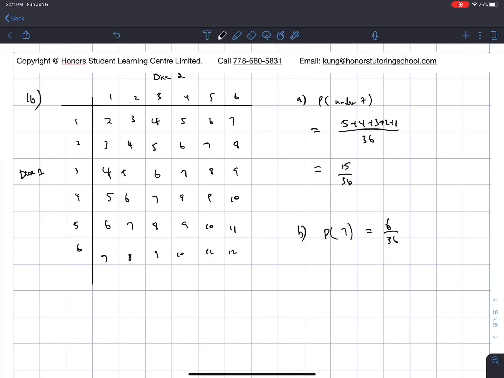So is this a fair game? It will be no, because your chance of winning is less than 50%, right? So what I mean is if you bet under 7, your chance of winning is 15 over 36, which is less than 50%. 50% will be 18 out of 36. I forgot to simplify that.